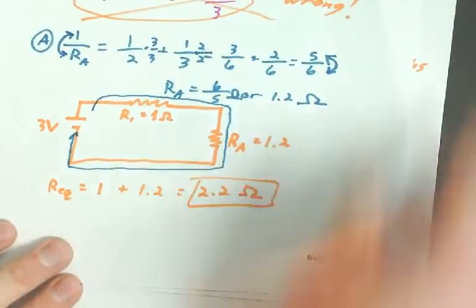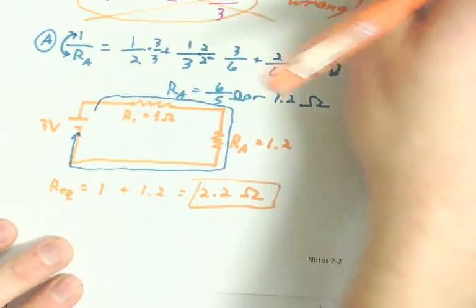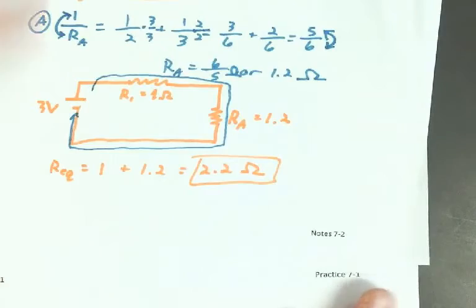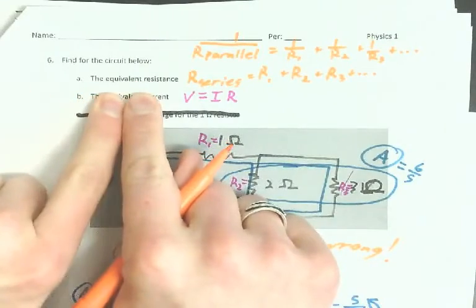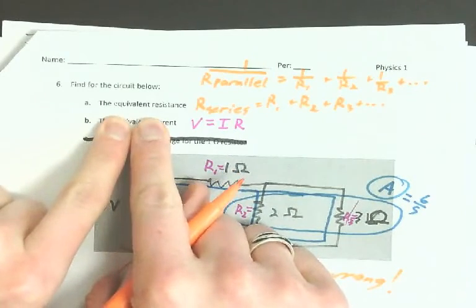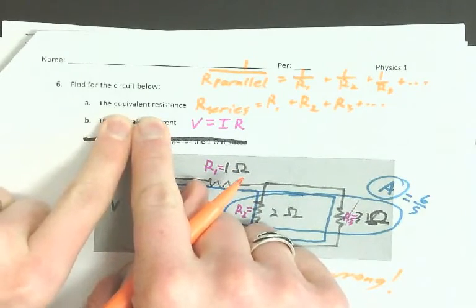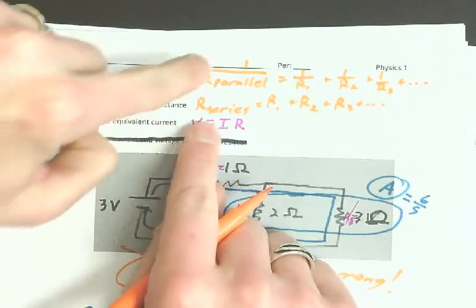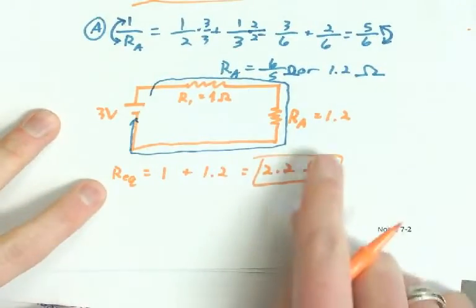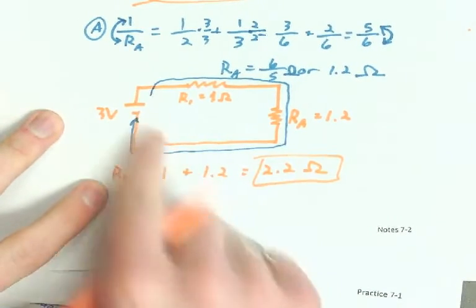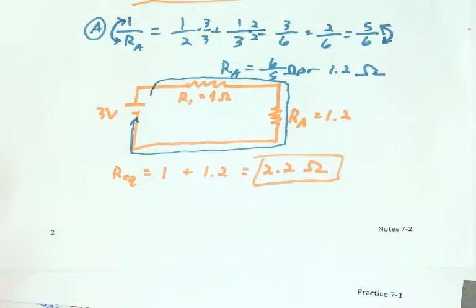Yes, sir? Where did you get the REQ? So I'm solving for equivalent resistance for the whole circuit. So REQ, I asked myself, for the whole circuit, is it parallel or series? When I redrew it, including A, it's series for the whole thing. So that's why I just added those two numbers together. Okay?